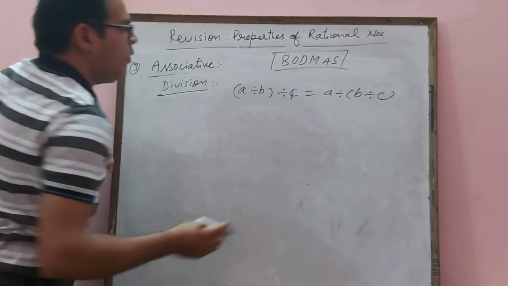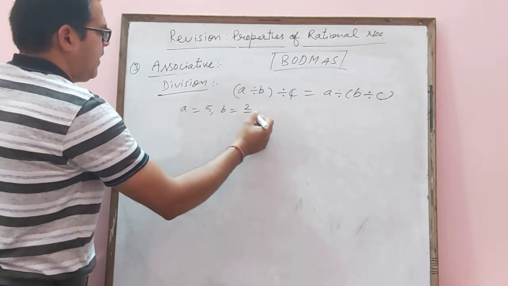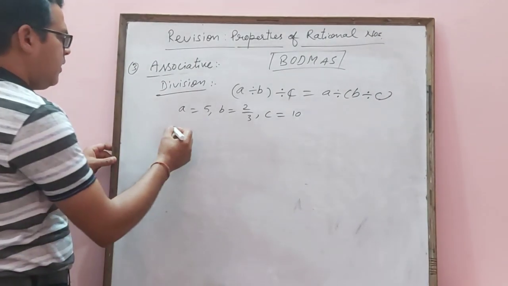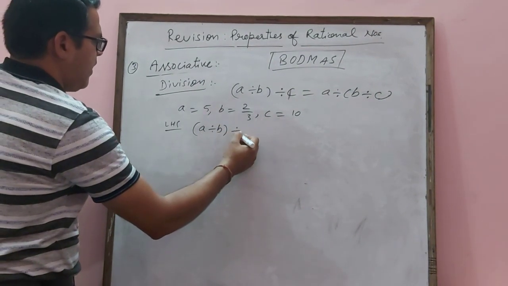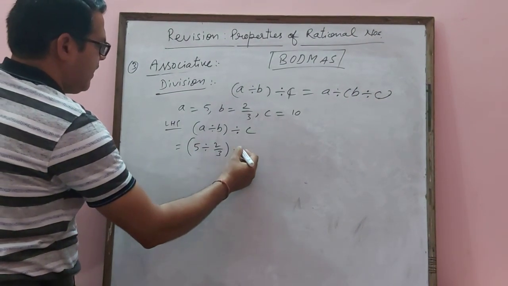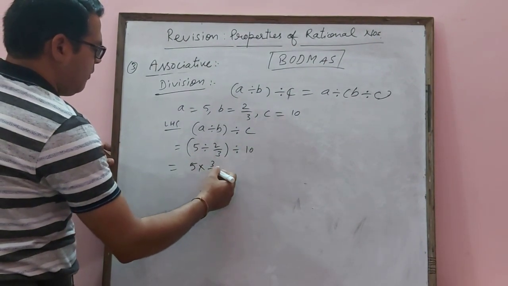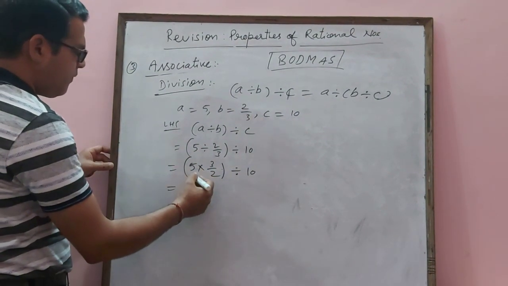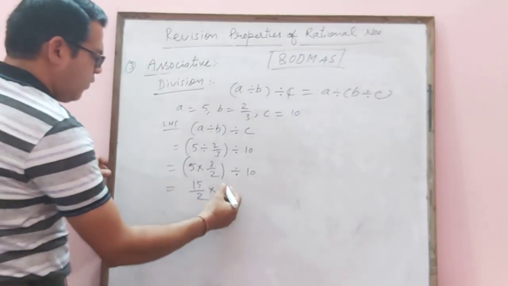We can prove how it is not possible. See, A I am taking here 5, B I am taking here 2 by 3, and C I am taking here 10. Any of the numbers you can take. Left hand side first I am solving. A divided by B, then divided by C. So A is 5 divided by 2 by 3, divided by C. What is C? 10. So we can write it 5 into 3 by 2 inside bracket, then divided by 10. What will come here? 15 by 2, since 5 3s are 15. And we can write it 1 by 10.